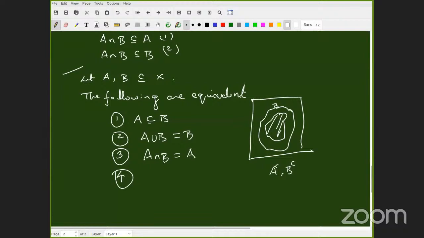Rahul. Complement of A is greater than complement of B. Right. So if I want to use subset, how should I say? There is no greater than, less than, only containment. Only for numbers we have the greater than relation. Complement of B is a subset of complement of A.